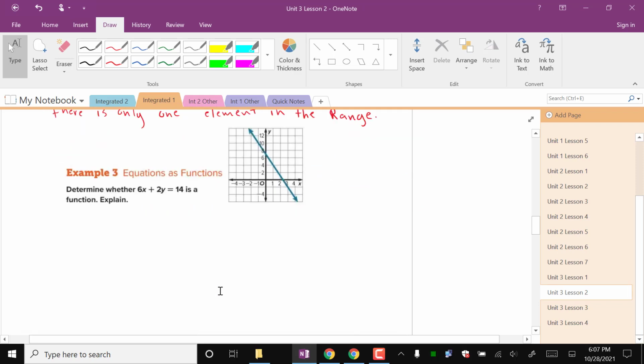Example 3, equations as functions. We want to determine whether 6x + 2y = 14 is a function. If we look at this, using those ideas that we came up with at the beginning, if we do the vertical line test, so if I start drawing lines on this, I'll notice that my line only passes through the given line once. Because it only passes through it once, this is going to be a function.